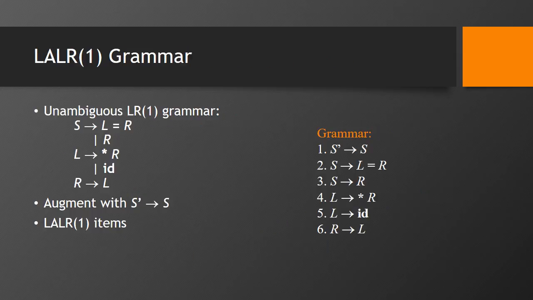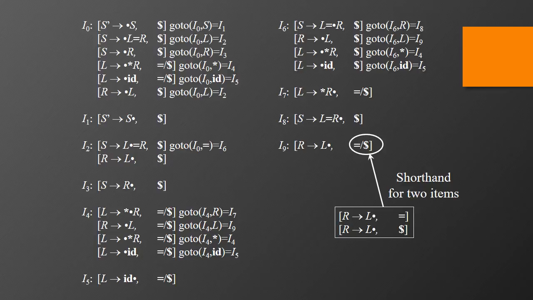Since the grammar is unambiguous, we'll augment S' with S. So S' gives S, S gives L equal to R, S gives R, L gives star R, L gives ID, R gives L. Now we will construct LALR(1) items.